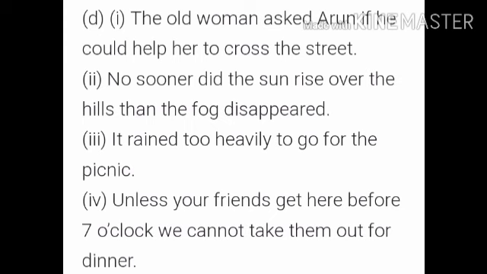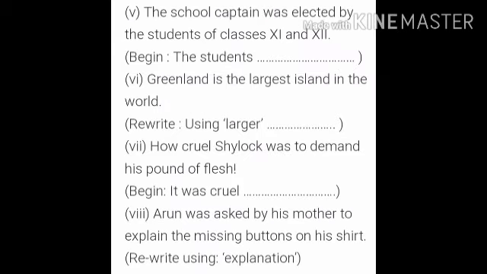And now we have the fifth one. The school captain was elected by the students of classes 11 and 12. You need to begin with "The students". So: The students of classes 11 and 12 elected the school captain. It's very easy. You can see it's already in passive voice and you need to convert it into active voice.